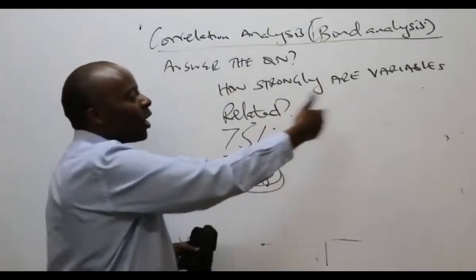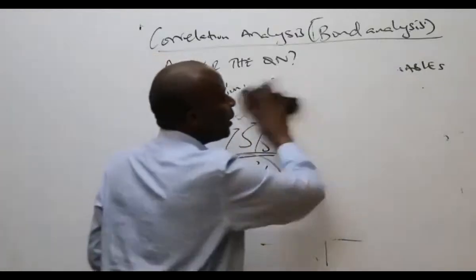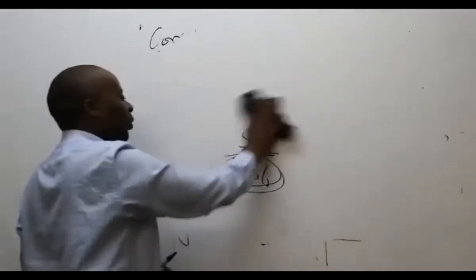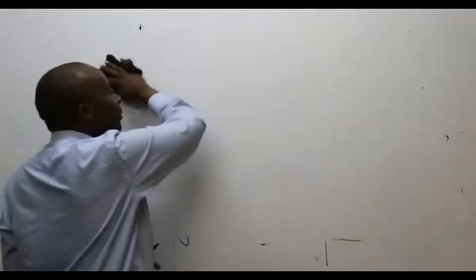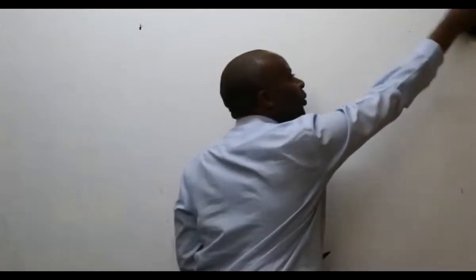So how strongly are the variables related is what we shall be looking at. And the bond analysis, there are those of you whose relationships will be at 0. Others will be opposite. Opposite, napata mama anasema, mzee, tununue shamba. Mzee anasema, mimi sitaki mambo ya shamba, mimi nataka kamare.